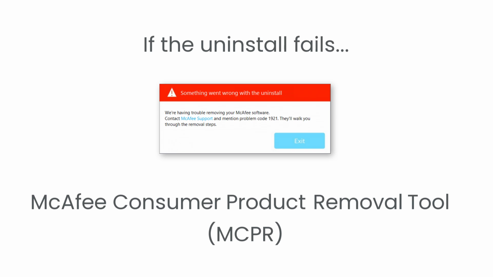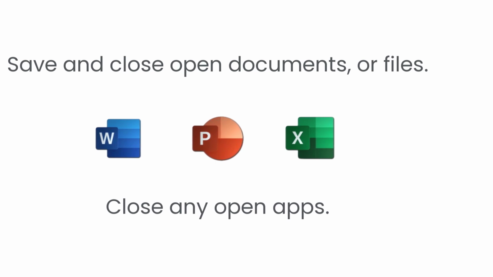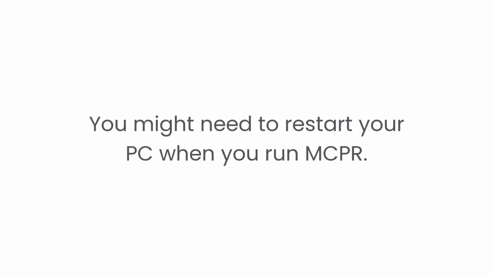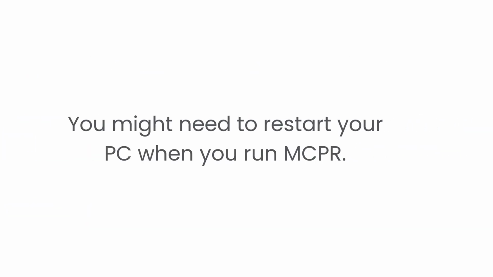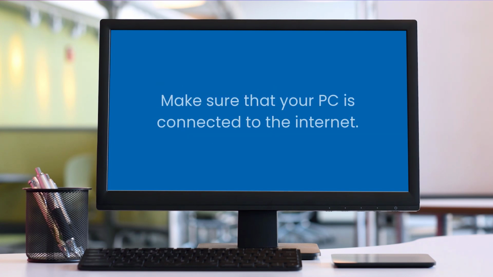Here's how. First, save and close your open documents, and close any open apps. That's because you might need to restart your PC when you run the MCPR. Also, MCPR talks to our back-end servers to release the license for the app that you're removing. So, if possible, make sure that your PC is connected to the internet while the MCPR is running.